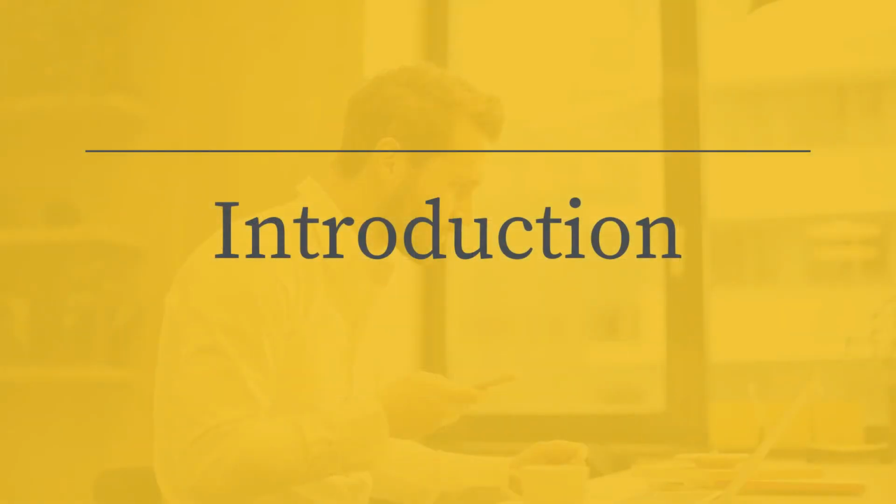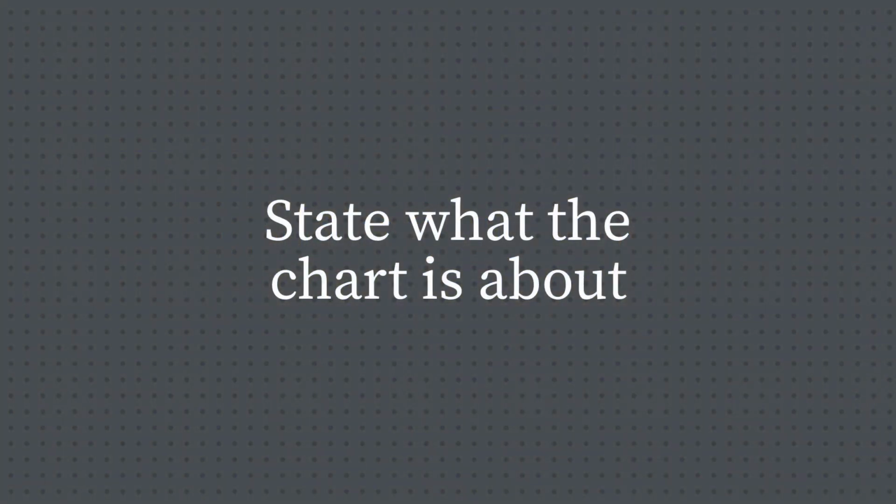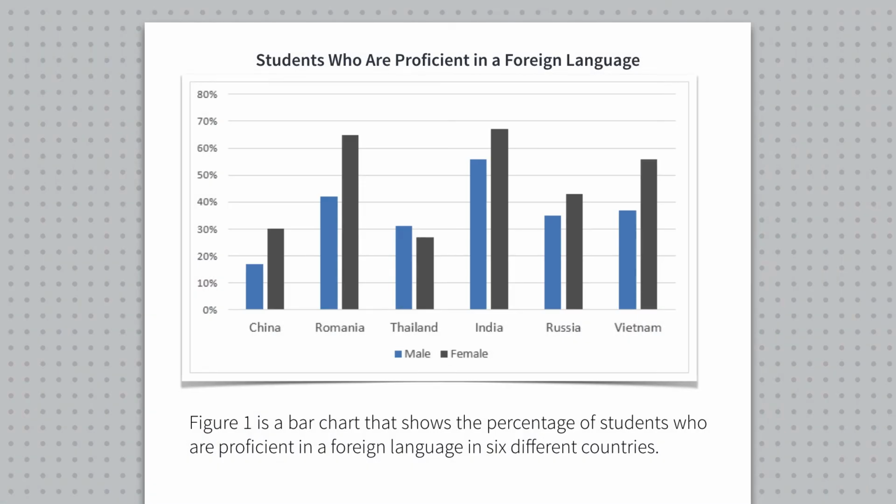So when we're writing about it, we start with an introductory sentence where we clearly state what the chart is about. And here we have an example. So here we have a bar chart that shows us the percentage of students who are proficient in a foreign language in 6 different countries. And it compares males and females. And that's all we need to say in our introductory sentence. Figure 1 is a bar chart that shows the percentage of students who are proficient in a foreign language in 6 different countries. That's more than enough for our introductory sentence.